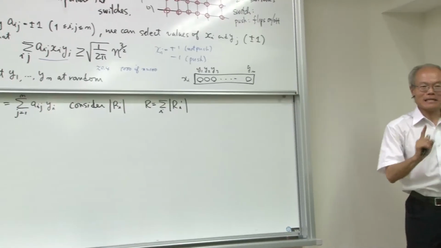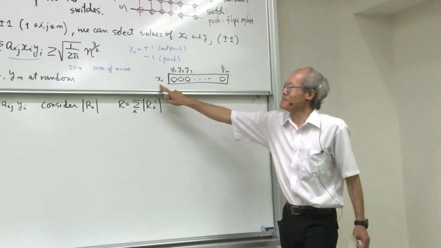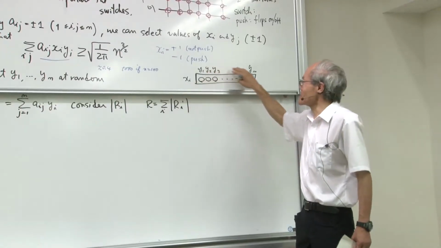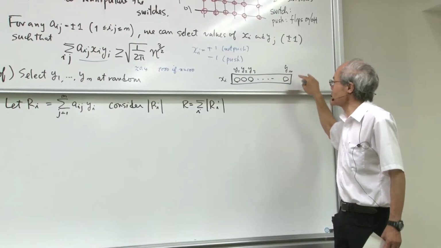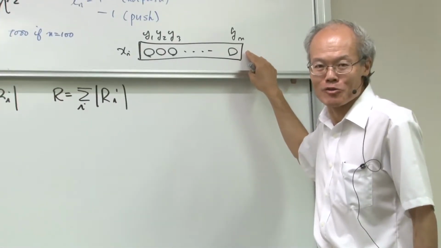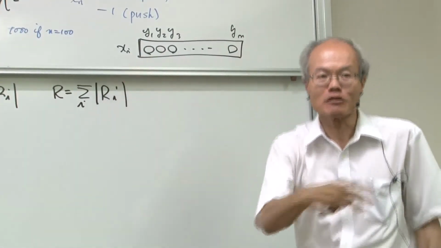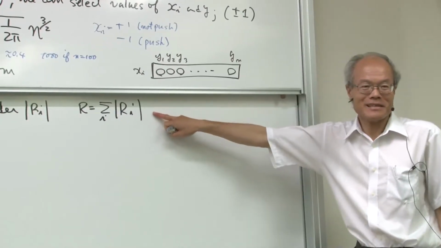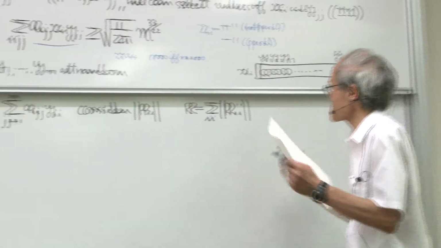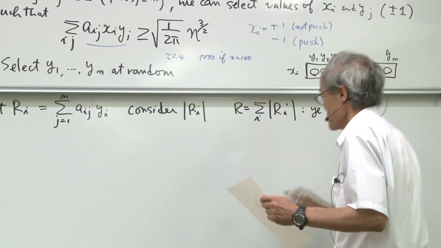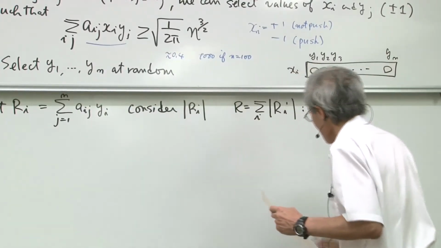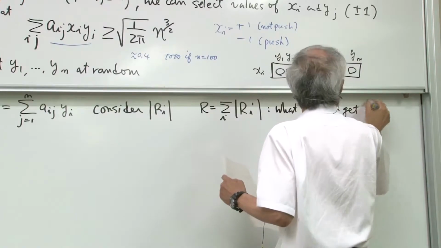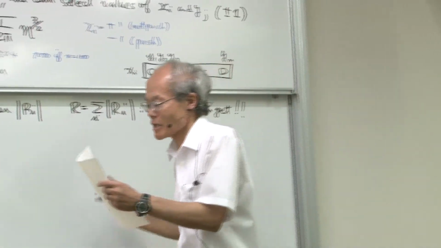But remember, you can also manipulate this switch, right? That means after manipulating y1 through yn, if this row is minus, what would you do? Just push this one, then make it plus, right? So actually, this is what you can get. Okay, so let's calculate this R.